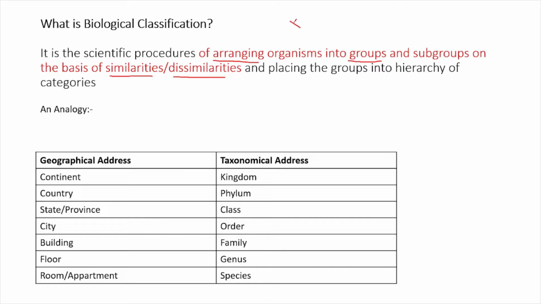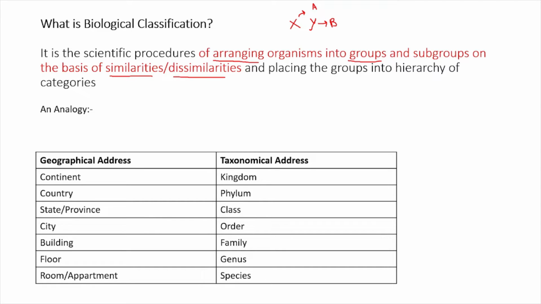Suppose you have two types of organisms X and Y, and you need to group them into particular groups. According to some particular characteristics that you observe in X, you place the organism X into a group called A, and you place the organism Y into a group called B. So in this way, you have classified the two organisms into two groups A and B. So this is what we do in biological classification.